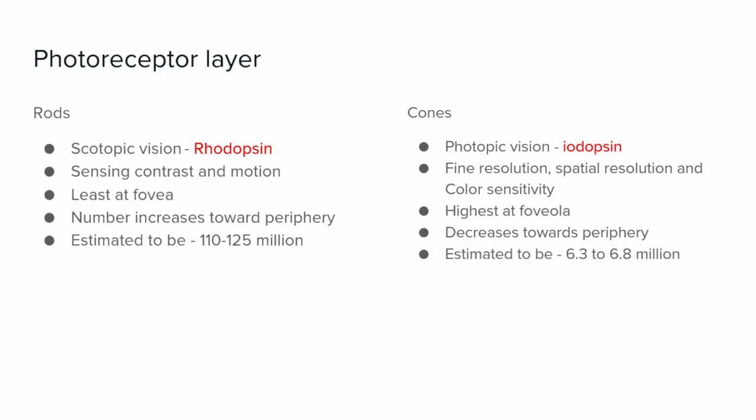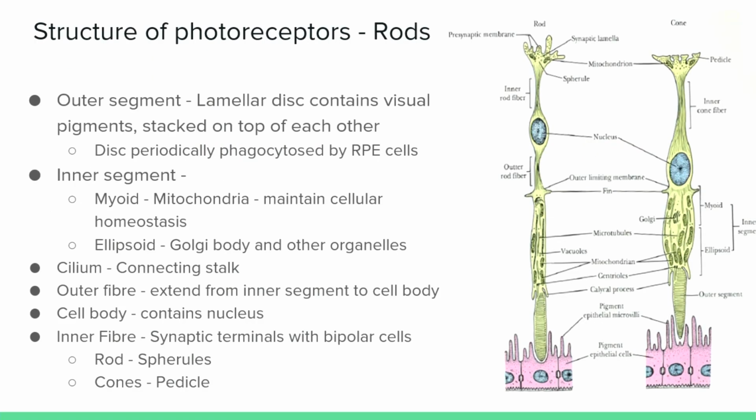Cones are responsible for photopic vision. The visual pigment is iodopsin. It is responsible for fine resolution, spatial resolution, and color sensitivity. The highest density is at the fovea and it decreases towards the periphery. The estimated number is 6.3 to 6.8 million. Now, the structure of photoreceptors, rods and cones.